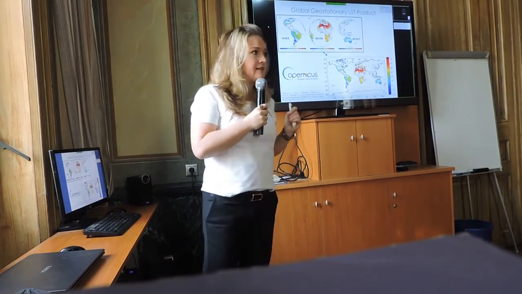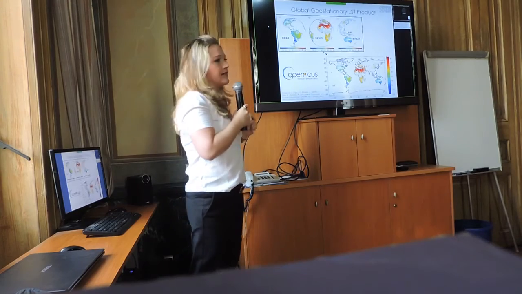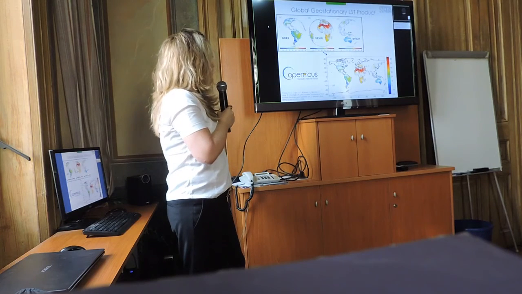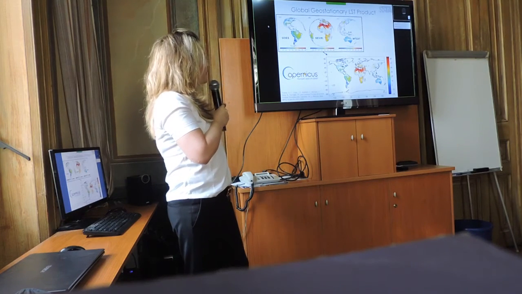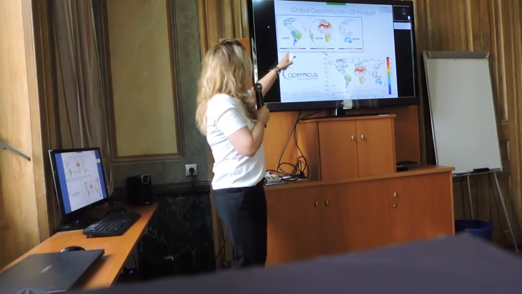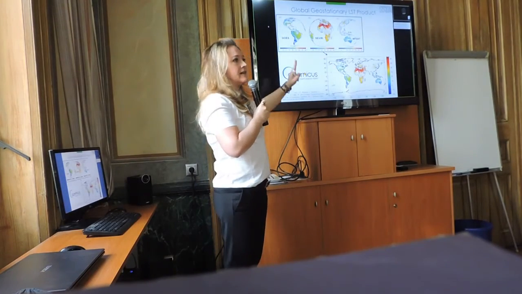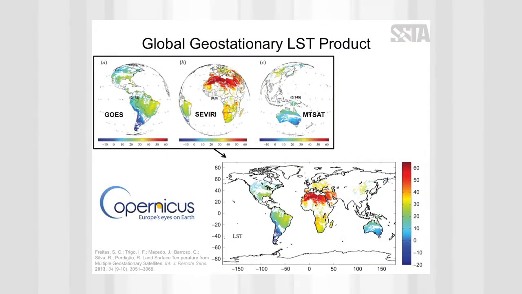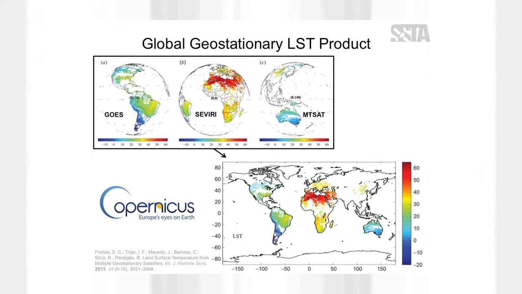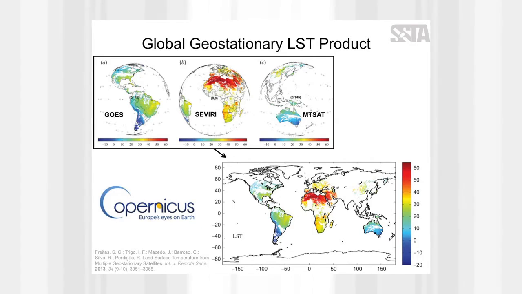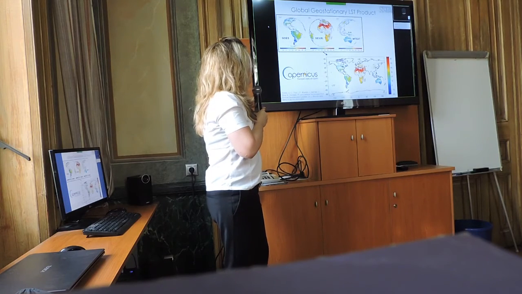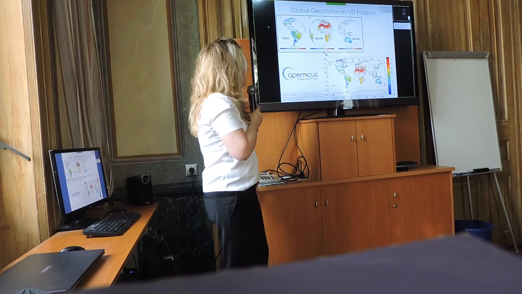Another very recent and very interesting product is the global geostationary land surface temperature product. This is a Copernicus product. It is available online if you are interested. So basically what they do here is they take data from 3 geostationary satellites that are above different areas. One is the SEVIRI that I have already talked about. The other one is GOES, and this is above the Americas. And the other one is MTSAT, that is above Australia and Japan.